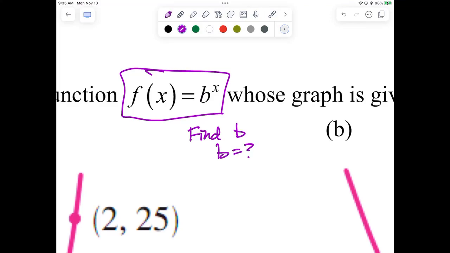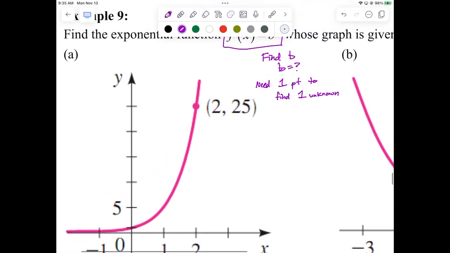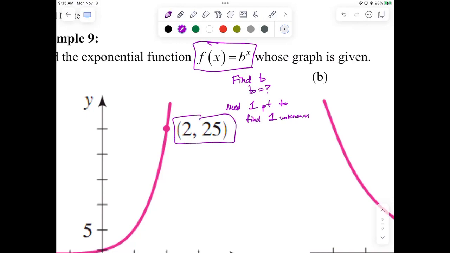b is going to equal what? Well, because it's one unknown, we need 1 point. We need 1 point to find one unknown. And it can't be the y-intercept. The y-intercept we know is going to be (0, 1). So let's use this point, (2, 25).